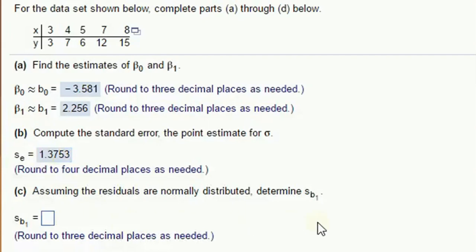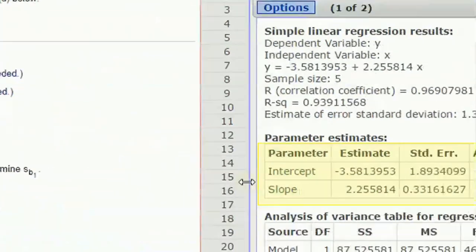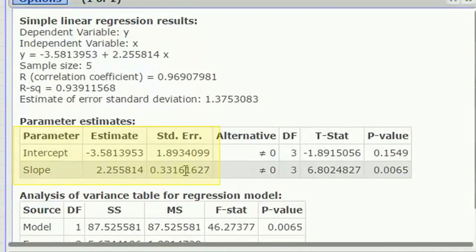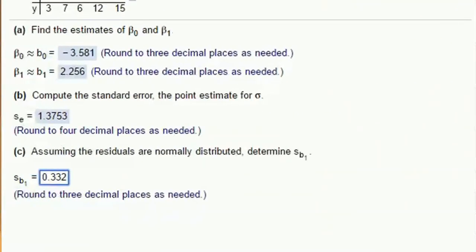If the residuals are normally distributed, so the standard error of beta 1, the standard error of B1, for each of these estimates, we're given a standard error right next to it. So for the slope, the standard error is right here. I'm just going to copy, it's 0.33, but I have to round it up to 0.332 to get three decimal places. The standard error is what we're asked for. When I say S with a little subscript B1, remember B1 is the slope, so the standard error of B1 is that number. Check it out.